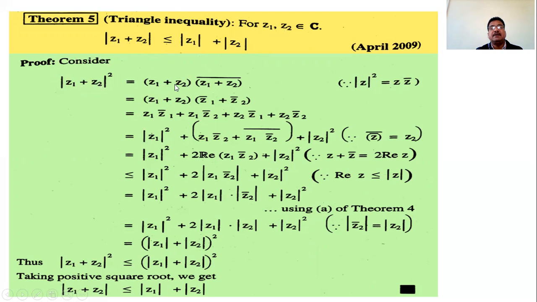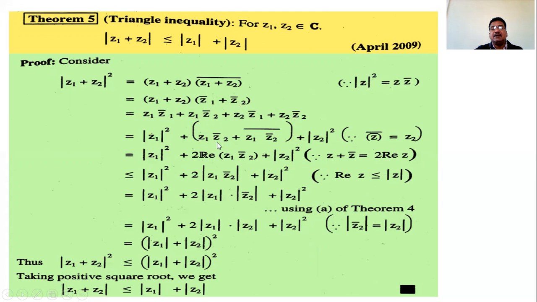So consider mod z1 plus z2 whole square, and mod z square is z into z bar. So this is z1 plus z2 into z1 plus z2 bar, and we know that a plus b bar is a bar plus b bar. So z1 bar plus z2 bar, and in the multiplication of these two brackets we have four terms: z1 into z1 bar, z1 into z2 bar, then z2 into z1 bar, and z2 into z2 bar. And z1 into z1 bar, by using z into z bar is mod z square, is mod z1 square.